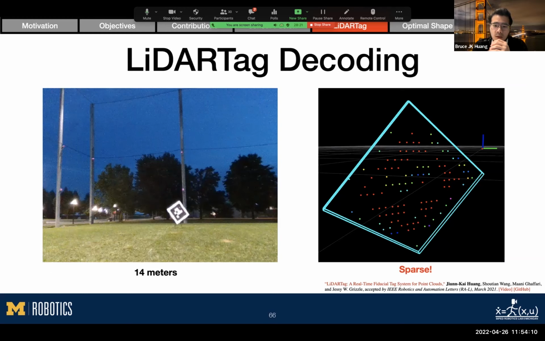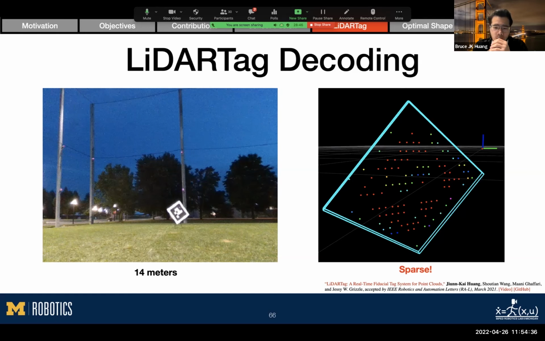Here is a qualitative fitting result of the proposed method. We place a target 14 meters away from the LiDAR. The cyan box is the template we project back to the target points. You can also see that the points are sparse, such that it is hard to correlate which point on the right is which pixel on the left.